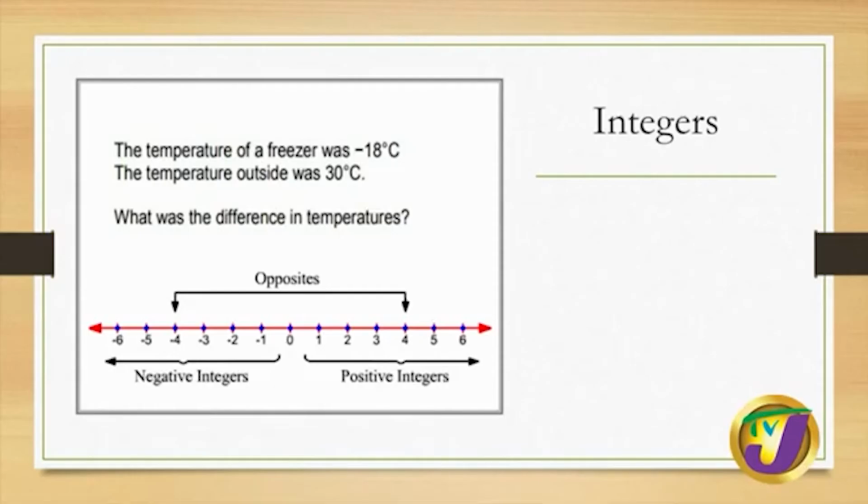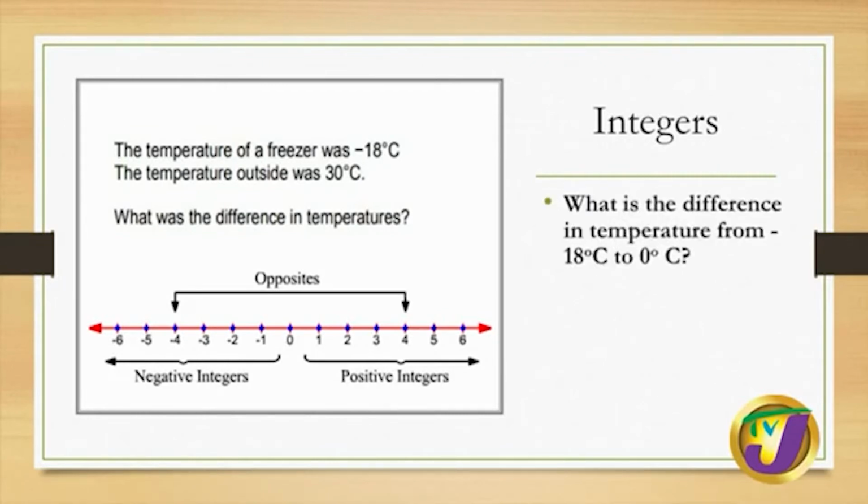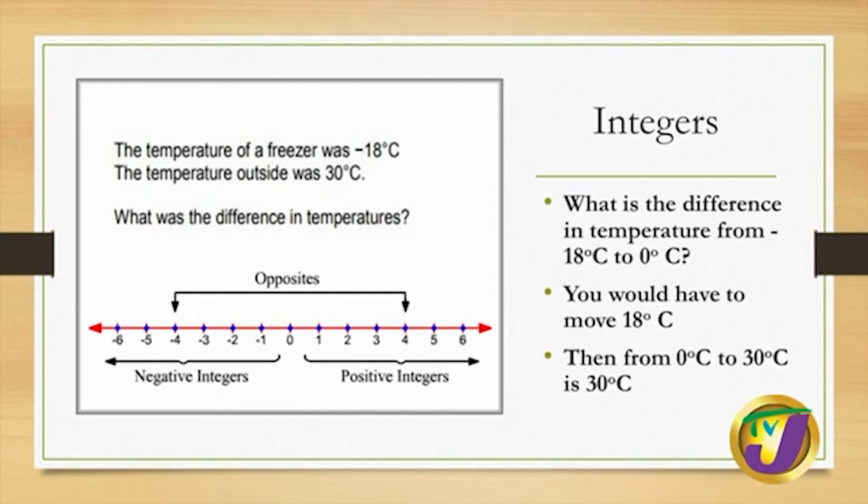And I put in that diagram to show you that your negative integers appear on the left, your positive integers on the right. What is the difference in temperature? You would have to move 18 degrees Celsius to get to 0. And from 0 to 30, you'd have to move 30 degrees.